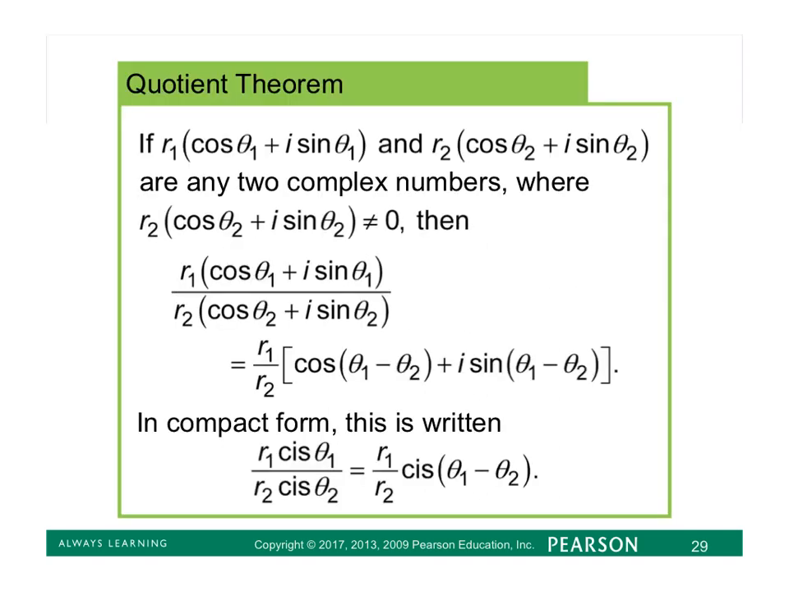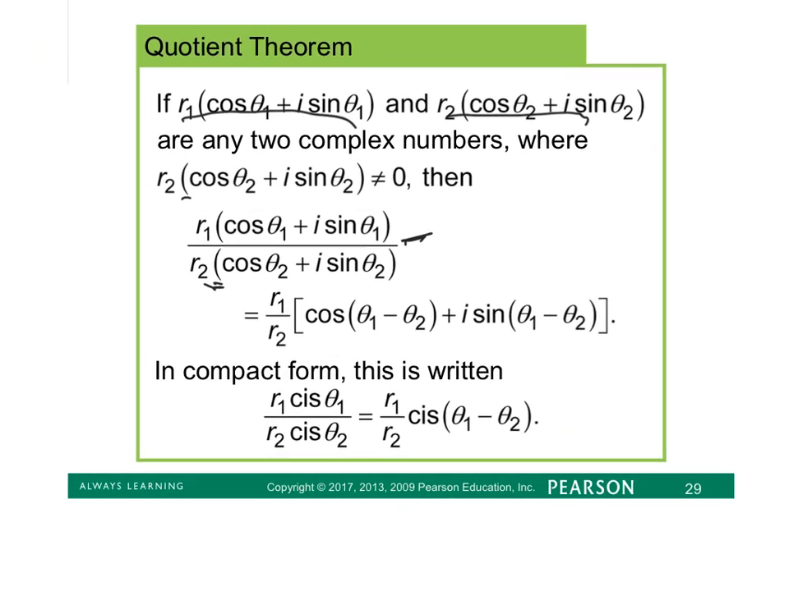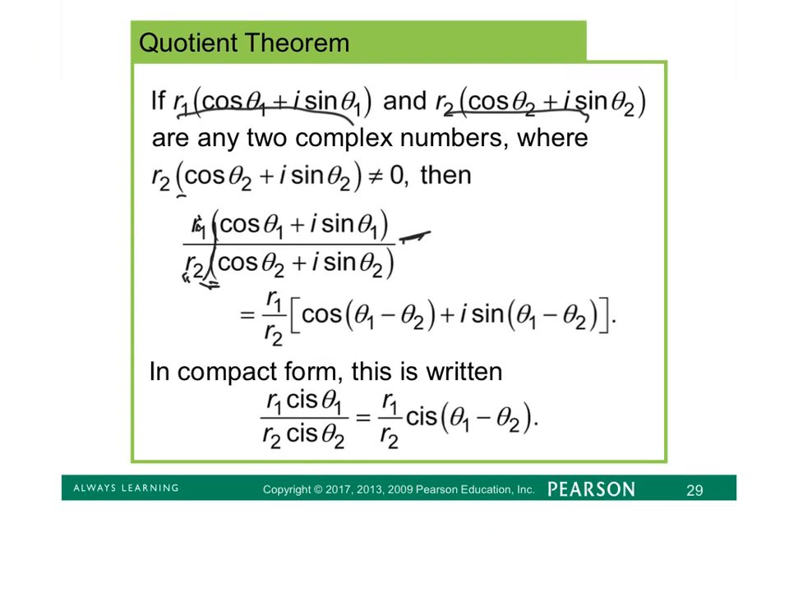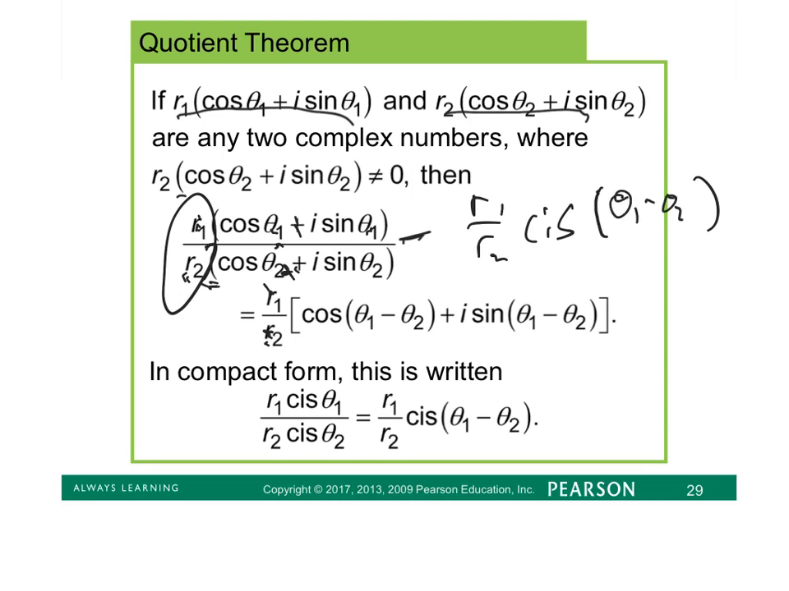Okay, how about dividing? It's just as easy as multiplying. If you've got two polar forms or two trigonometric forms of a complex number and you want to divide them, now obviously the bottom cannot be zero. We take the two coefficients and just like you see here, you divide them. But the angles, we subtract because it's a division problem. So I can rewrite that as r1 over r2 cis of their subtraction. So I can go theta 1 minus theta 2. There it is right here.